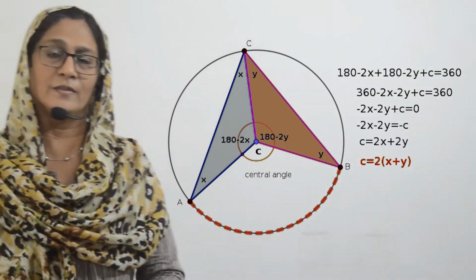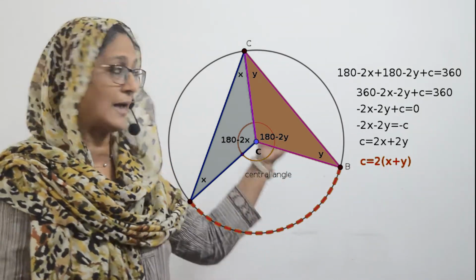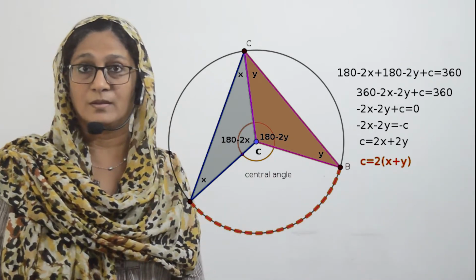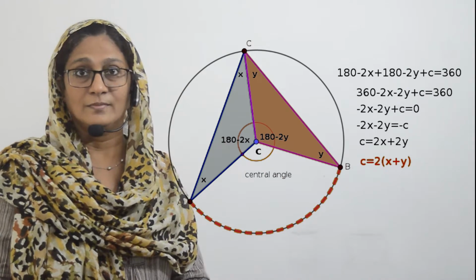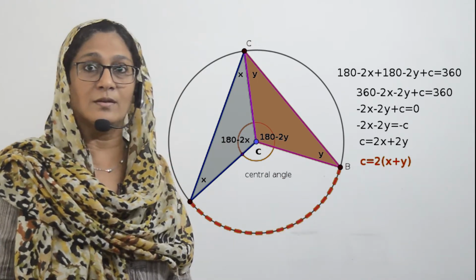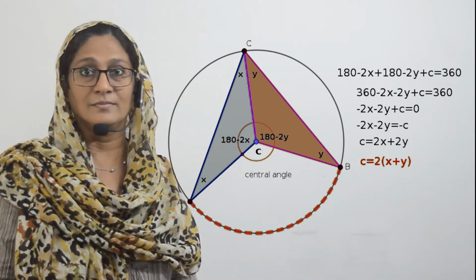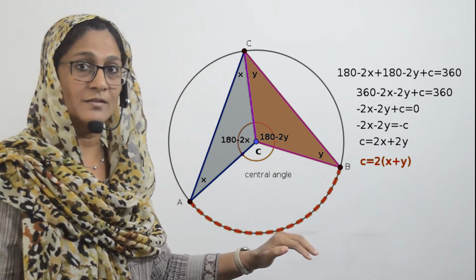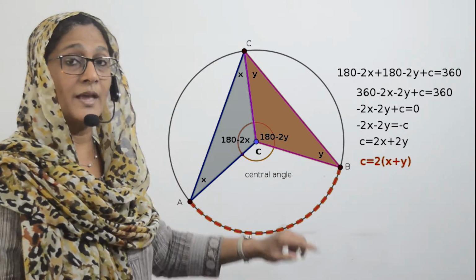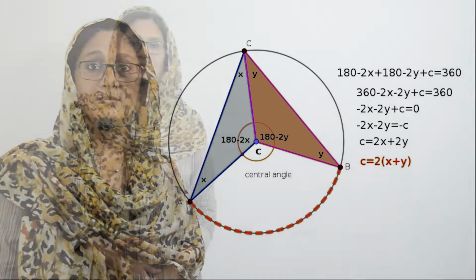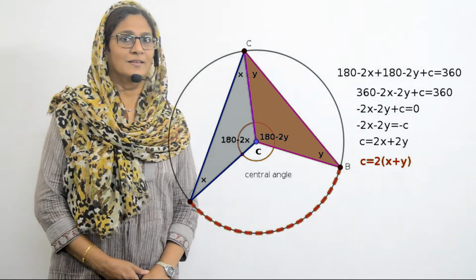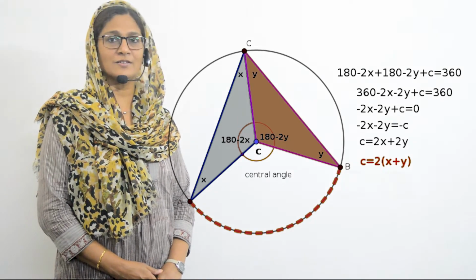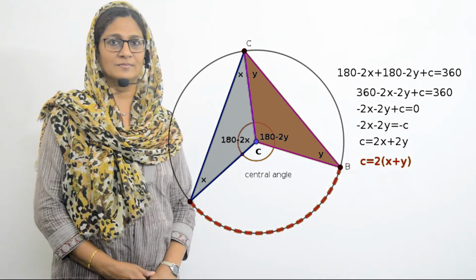What is the meaning of that? If you see angle C in the figure, that angle is x plus y because it is made of x and y. And C is our central angle of the opposite arc. Doesn't that mean that the angle at the center is double the angle at the opposite arc? It also means that x plus y, the angle in the arc, is half the central angle of the opposite arc.